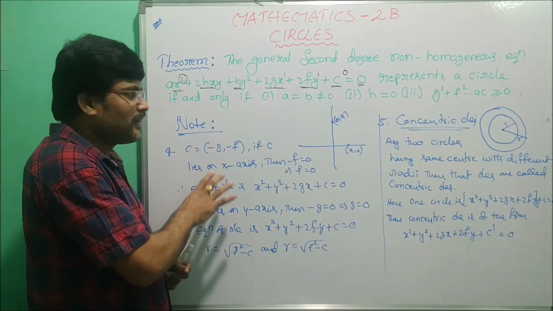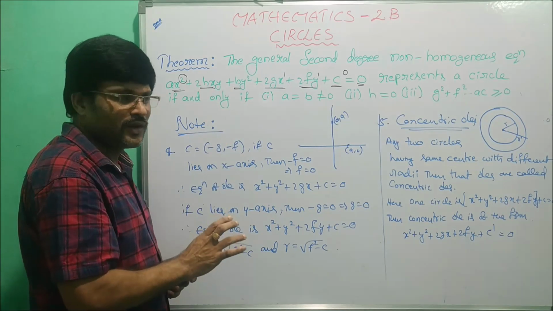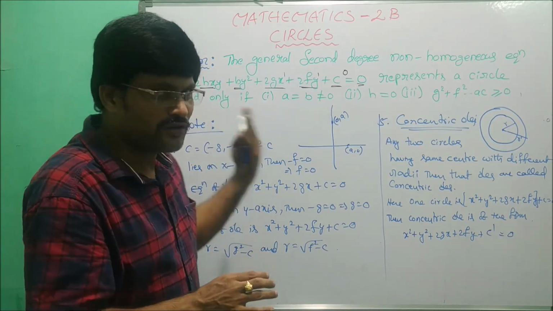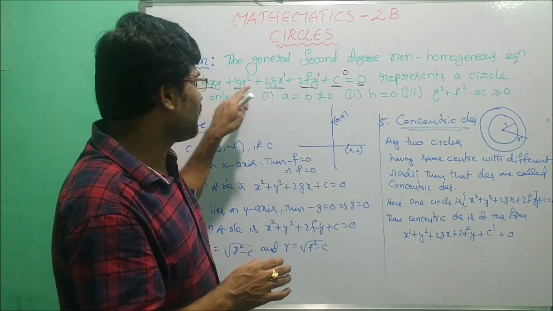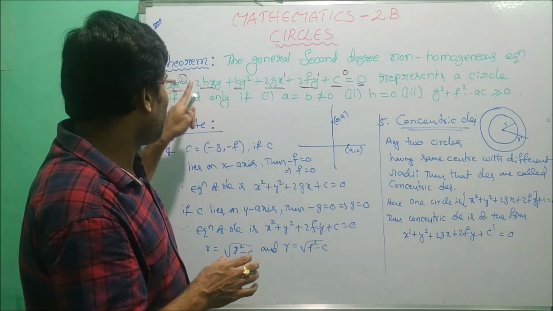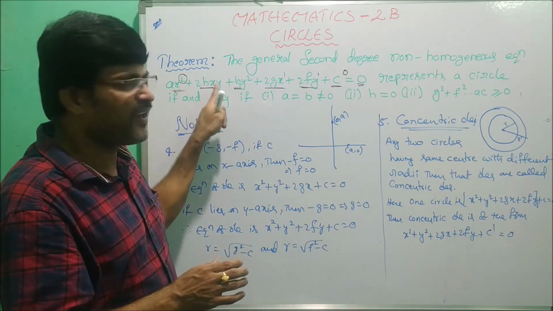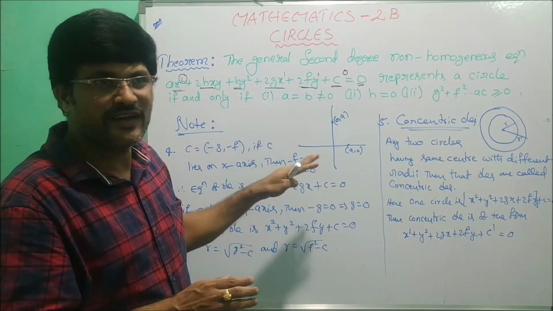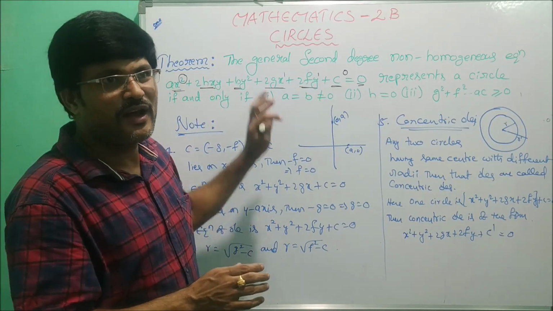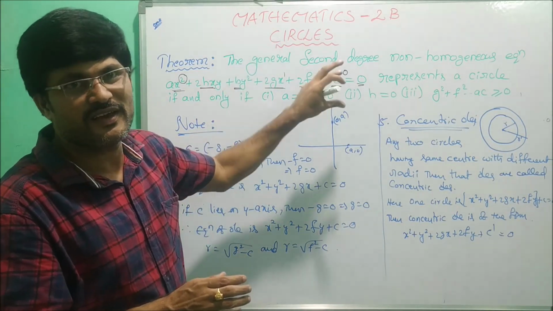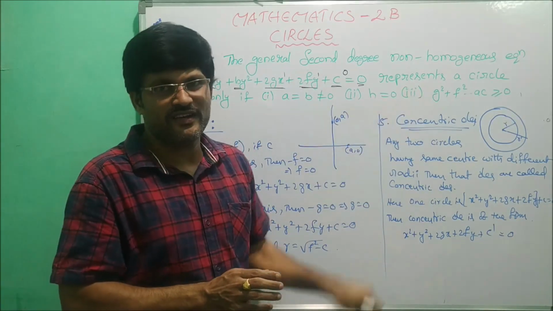So these are the important conditions for this theorem. Now using these conditions we solve the problems. Here, given a second degree non-homogeneous equation, we find the constants a, b, h and the radius and center of the equation, and also that the equation represents a circle, under the following three conditions.